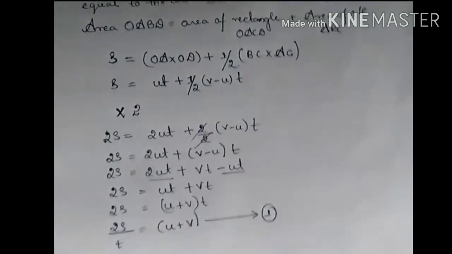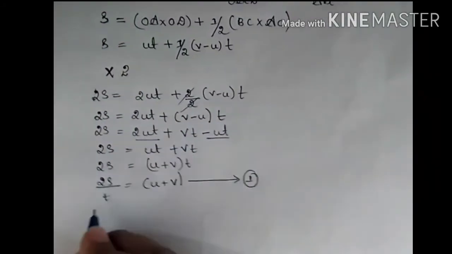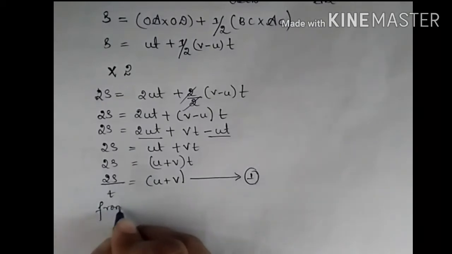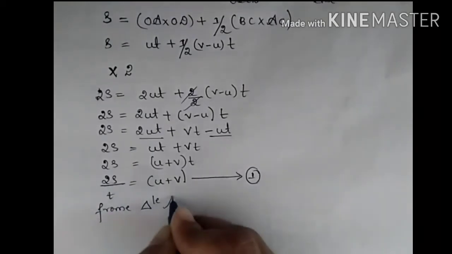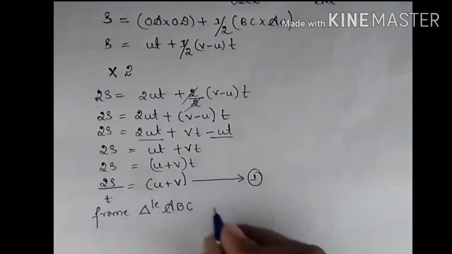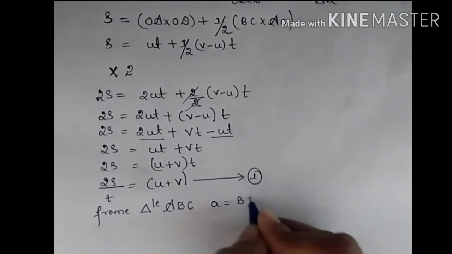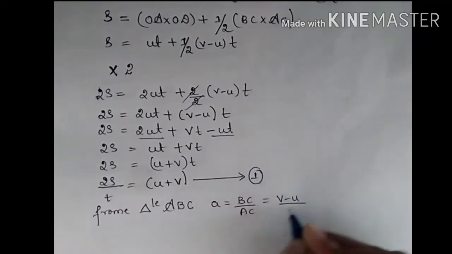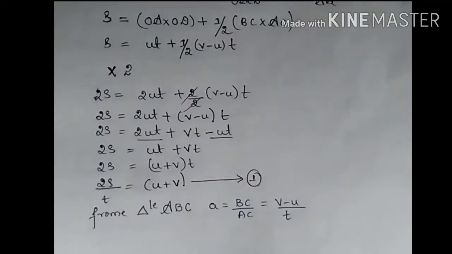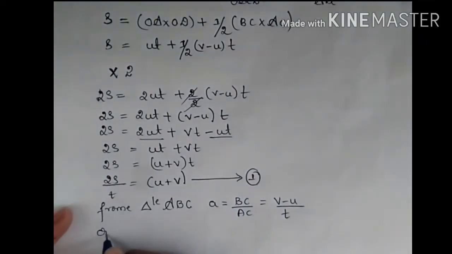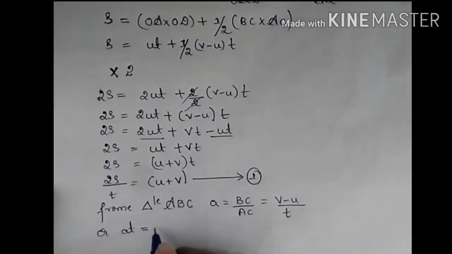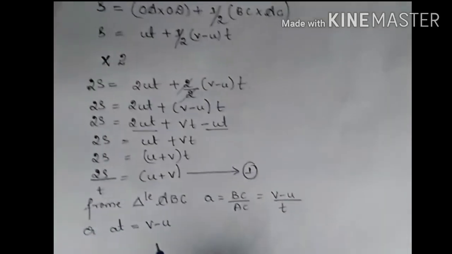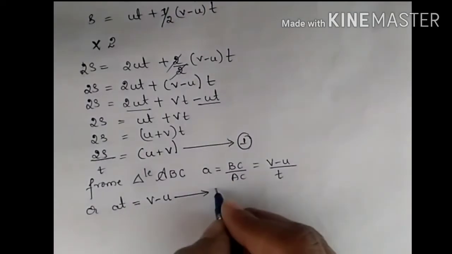Let us call this equation 1. Now from triangle ABC, a will be what? It is the slope of the line, BC by AC, which is (v minus u) by t. Or at will be equal to v minus u. So this is equation number 2.